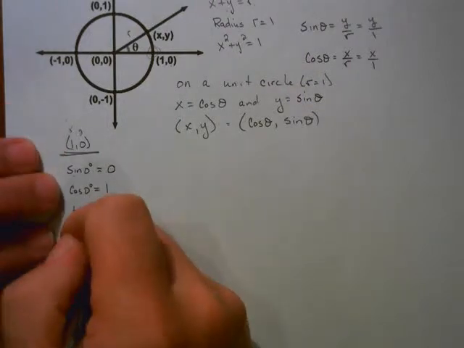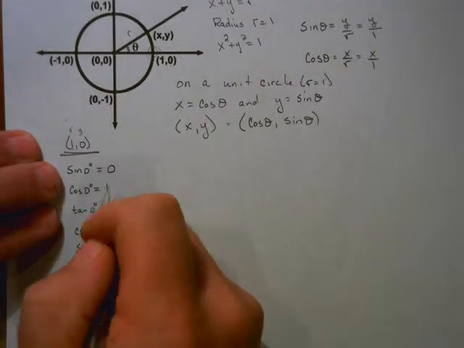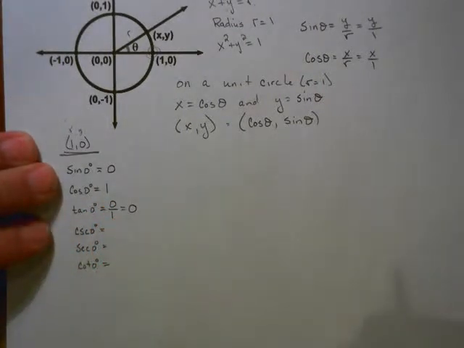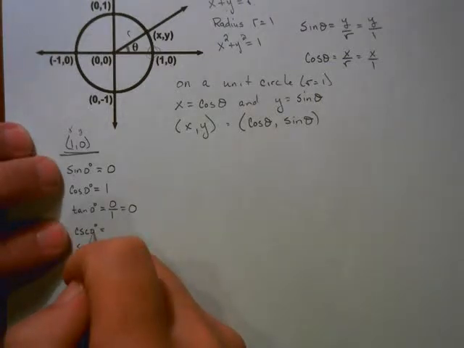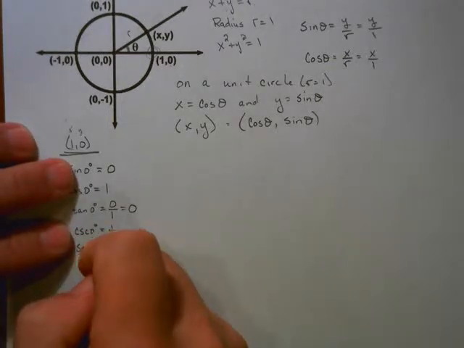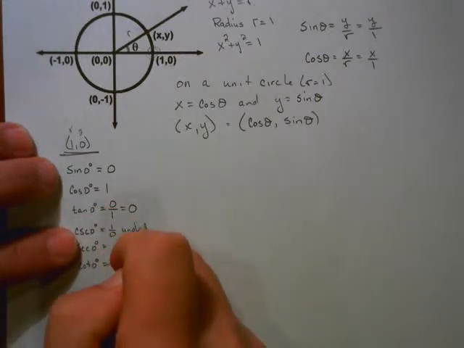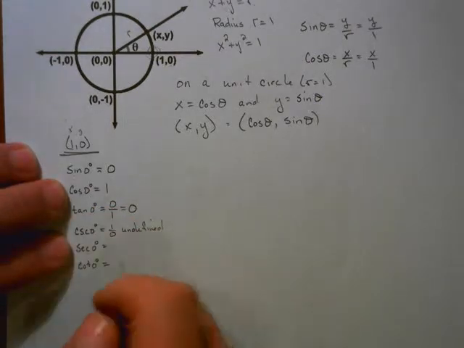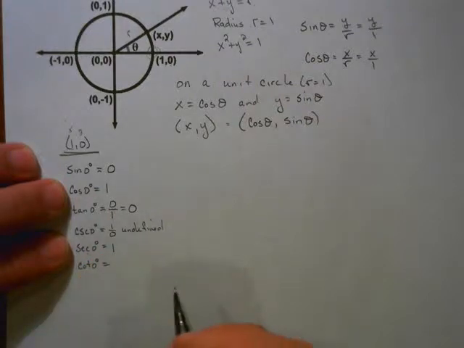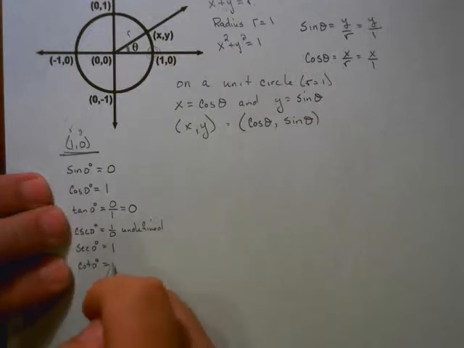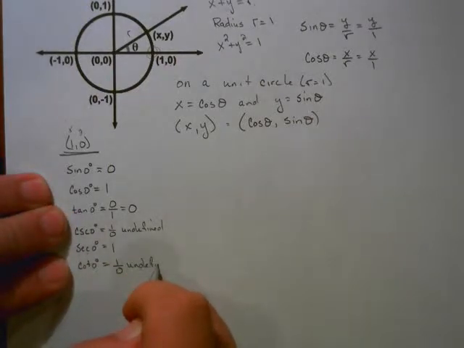Tangent is going to be our y over x, which is going to be 0 divided by 1, which is 0. Cosecant is going to be the reciprocal of sine, 1 over 0, so that's undefined. Secant is the reciprocal of cosine. The reciprocal of 1 is 1. And cotangent is going to be the reciprocal of tangent, 1 over 0, which is undefined.